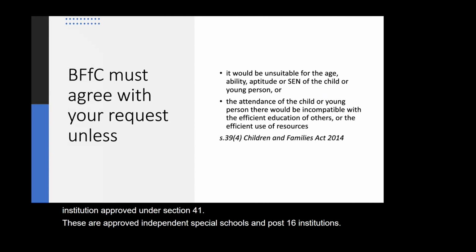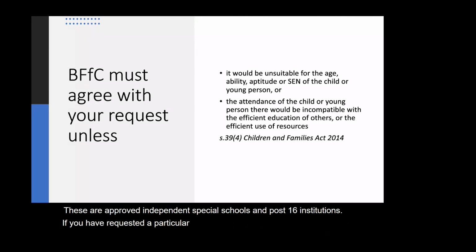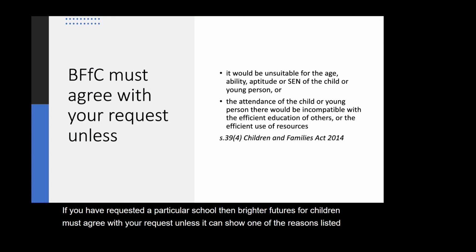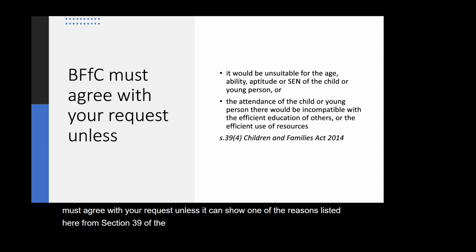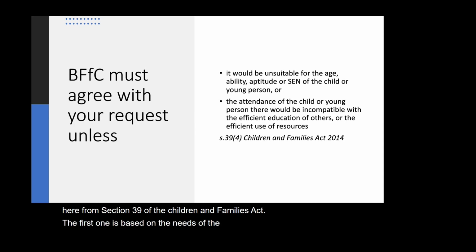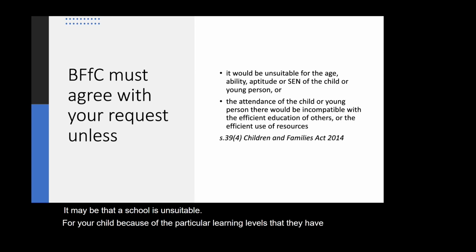If you have requested a particular school, then Brighter Futures for Children must agree with your request unless it can show one of the reasons listed here from Section 39 of the Children and Families Act. The first one is based on the needs of the child. It may be that a school is unsuitable for your child because of the particular learning levels that they have or behavioural issues.